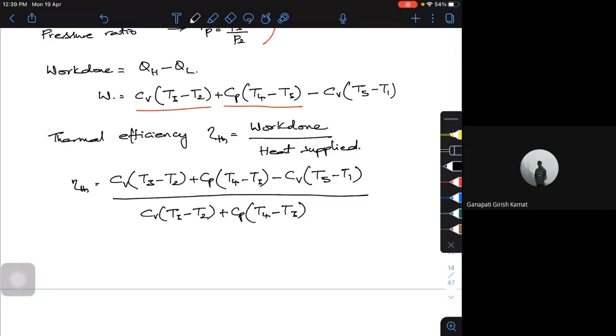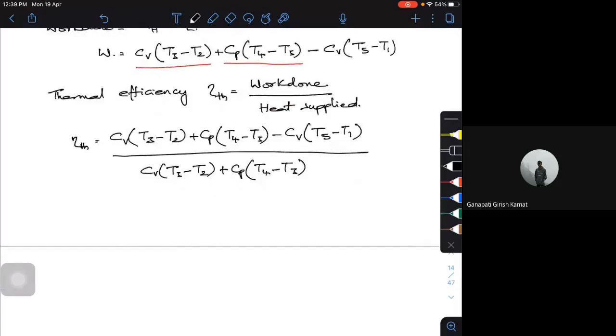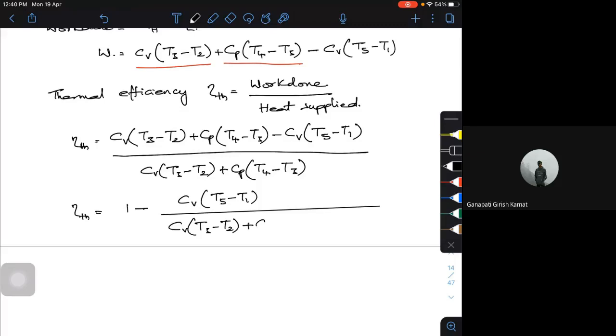in terms of temperature. Now I can simplify it further. If I simplify it, the thermal efficiency is equal to 1 minus Cv into T5 minus T1, whole thing divided by Cv into T3 minus T2 plus Cp into T4 minus T3.